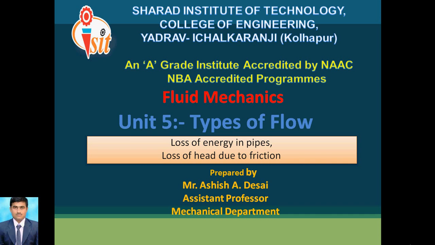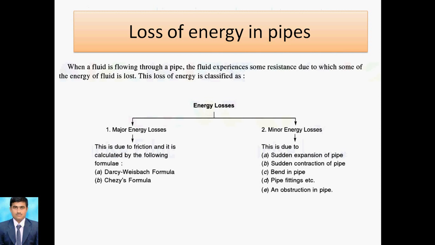Today we are going to discuss unit number 5, types of flow. In that content we are going to discuss the loss of energy in pipes, and also the loss of head due to friction, that means major loss. Basically the loss of energy in pipes is divided into two criteria: major energy loss and second, minor energy loss.